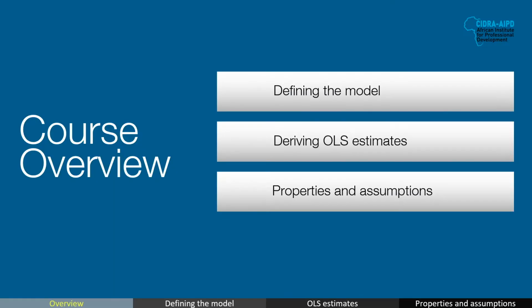These are the three themes that we're going to be covering during this lecture. First of all, we're going to be defining the model, explaining what exactly it does and why it is important to study this model. Then we're going to derive the OLS, which means ordinary least squares estimate, which is how you estimate the parameters that are part of this model and why this model is so powerful.